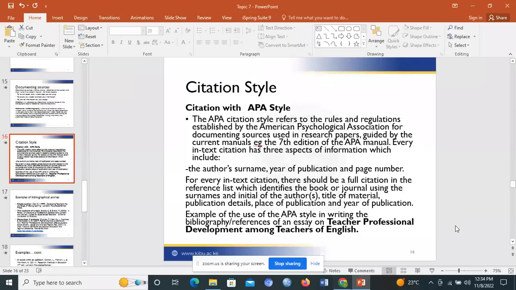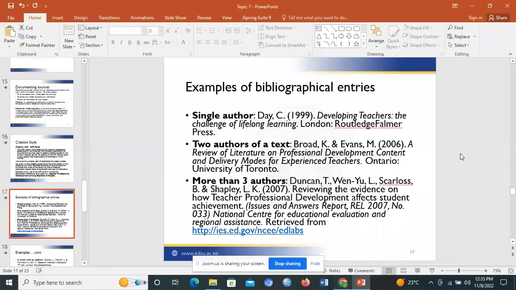I want us to look at the use of APA in a practical paper. We will not look at the whole paper, we'll look at the reference page for this paper. The paper was on teacher professional development among teachers of English. So that was the focus for the paper. And we want to see how this writer made use of APA.